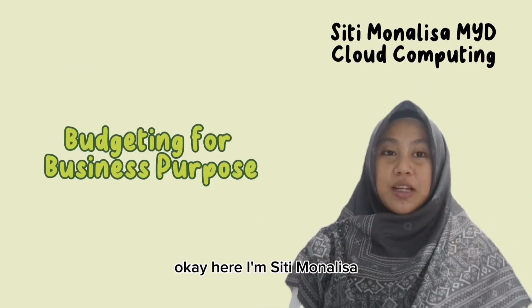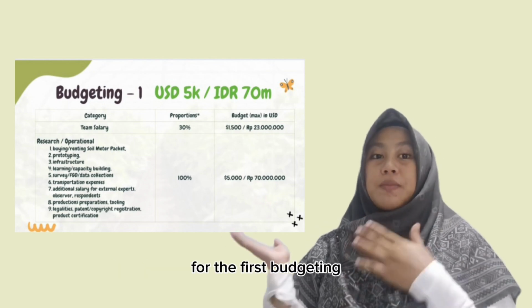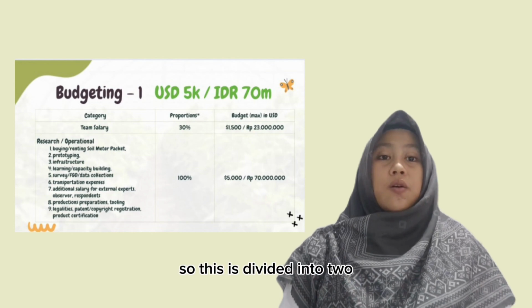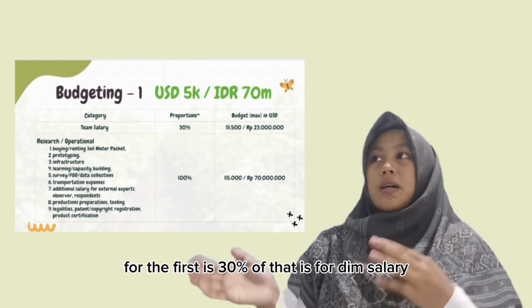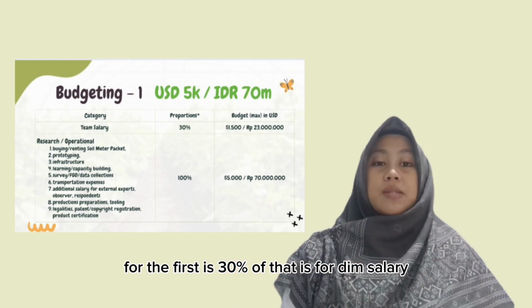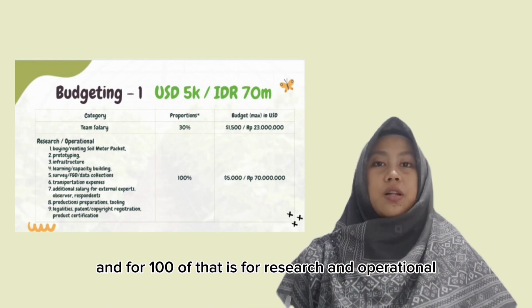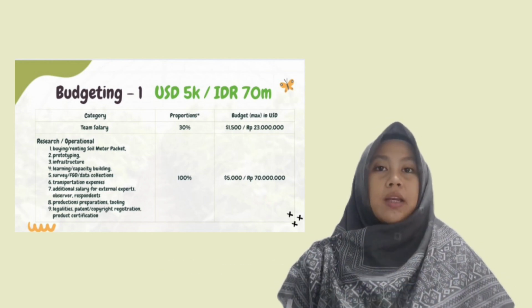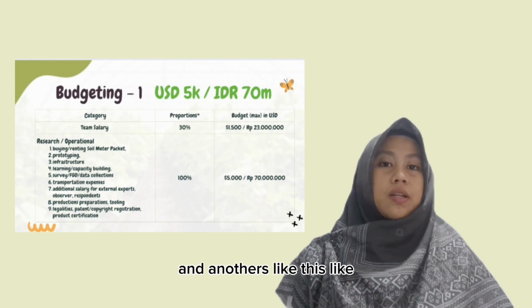Okay, I'm Siti Mona Lisa. Here I would like to explain about the budgeting. The first budget is 70 million rupiahs, and this is divided into two. 30% of that is for team salary, and 100% of the rest is for research and operational, divided into buying soil matter packets, prototyping, infrastructure, learning capacity, survey, and others.